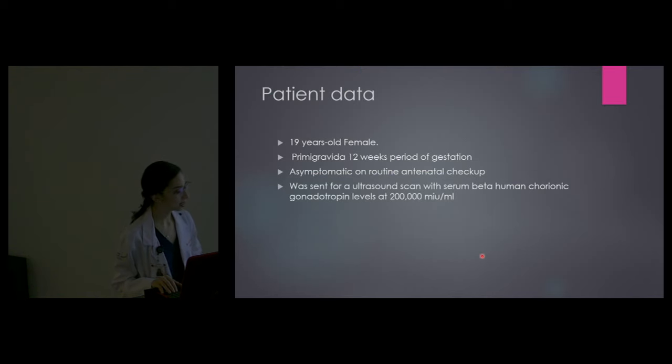I'm presenting a 19-year-old female, primigravida, at 12 weeks of gestation. She was asymptomatic on routine antenatal checkup, and she was sent for an ultrasound scan with serum beta human chorionic gonadotropin levels at 200,000 milliunits per milliliter.